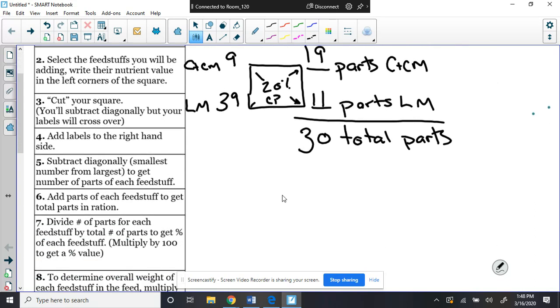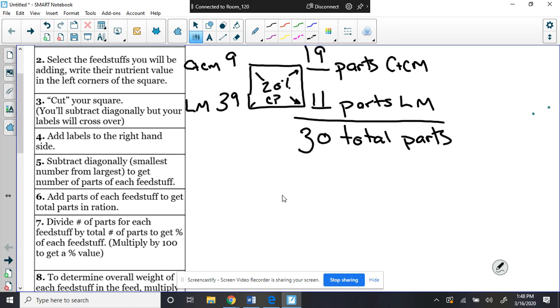Step number 7 asks us to divide the number of parts for each feedstuff by the total number of parts so that we can get our percent. In this case, it's asking us to solve for a weight. It's asking us how much. So we're going to just solve that part out. We're not going to do the multiplying by 100 because I don't want a percent value for this problem.